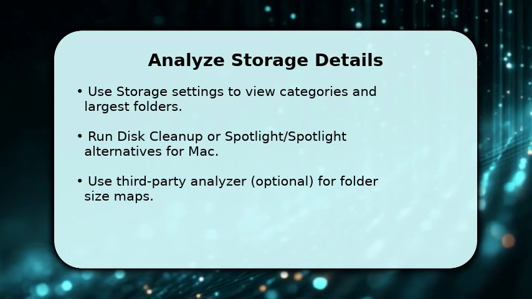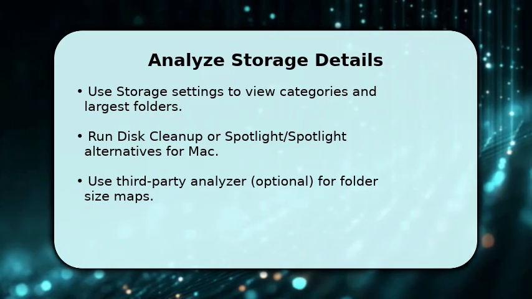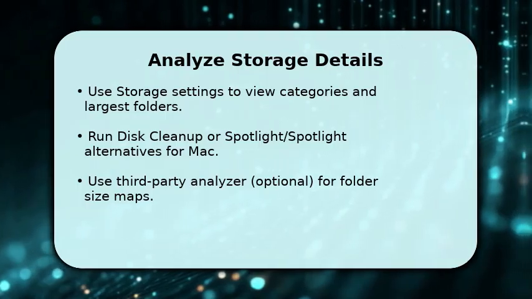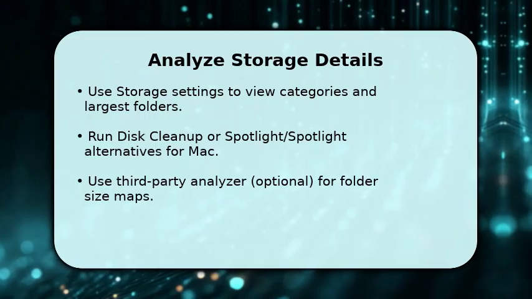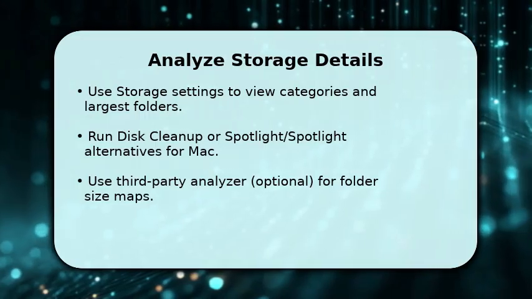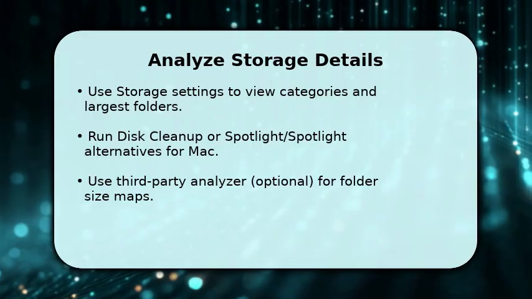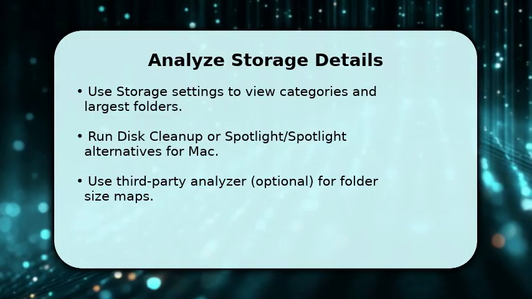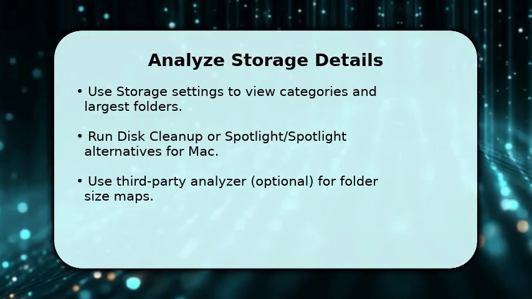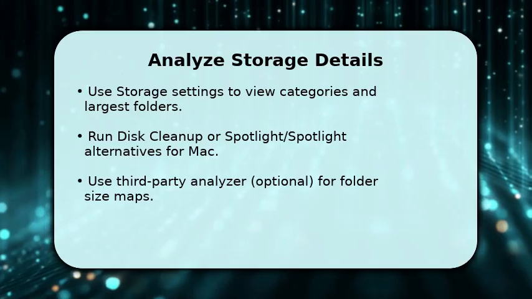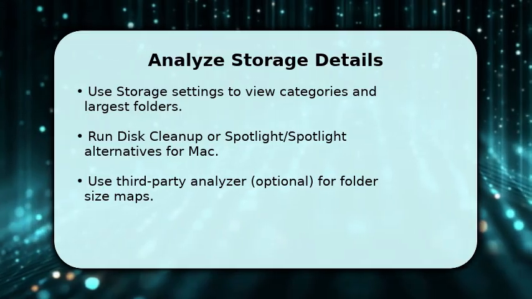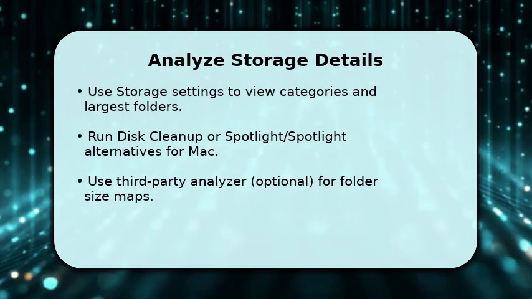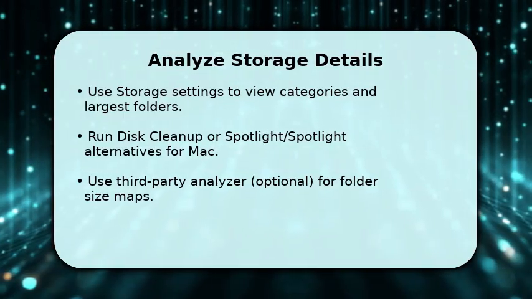You now analyze what's using space. Click a drive in Storage Settings to see categories like Apps, System, Temporary Files, and Documents. Once you open the drive, examine the largest folders, sort by size in File Explorer or use Finder's Get Info. If needed, run disk cleanup on Windows or use built-in tools on Mac to target temp files. For a clearer map, consider a folder size analyzer. This shows where big files hide, so you can act confidently in the final step.